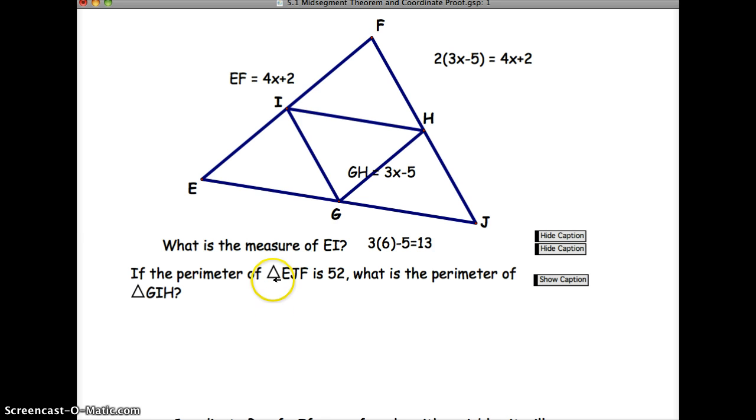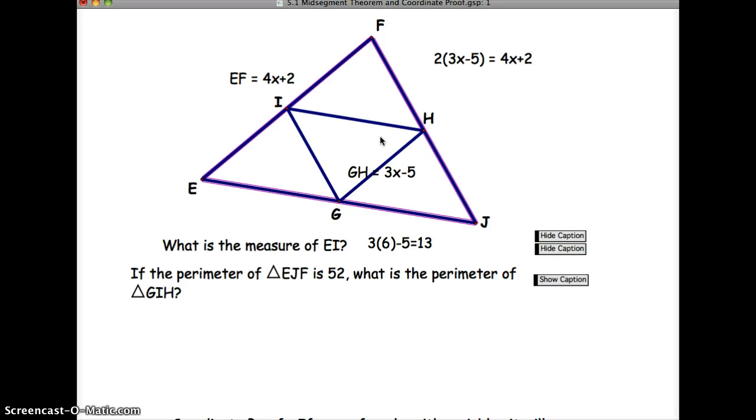Now it's telling you if the perimeter of EJF, so the perimeter of this large triangle is 52. What is the perimeter of GIH? Right now, hopefully some of you guys are making a conjecture.